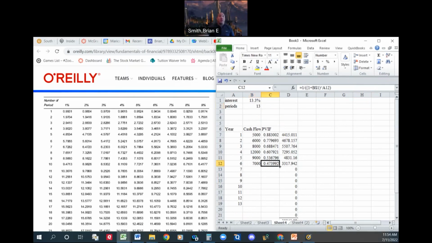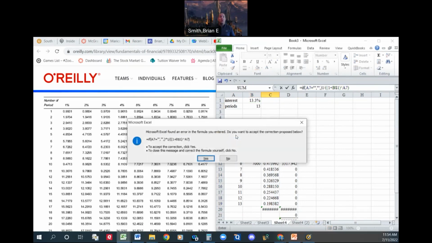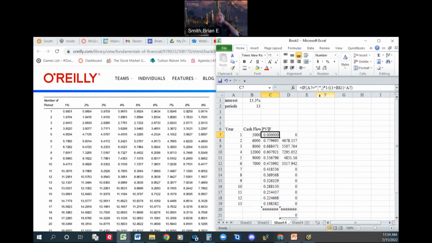And then what I could do with this one is I could create an if equals if this equals this, then this, otherwise do that calculation. Okay, I just missed a zero. Oh, whoops, what happened? I hit the wrong button, I think. If A equals this, then don't do anything. Otherwise, do that calculation. That should work. Yep. Okay.